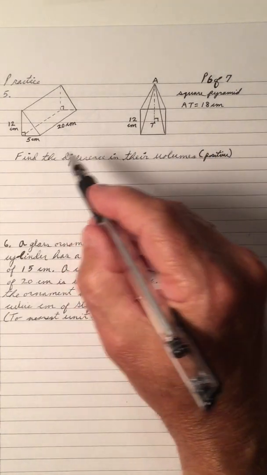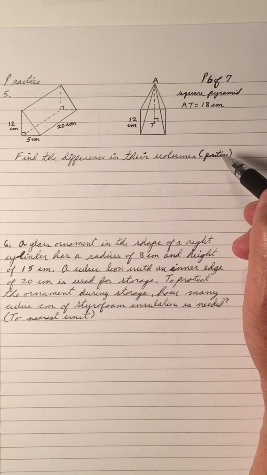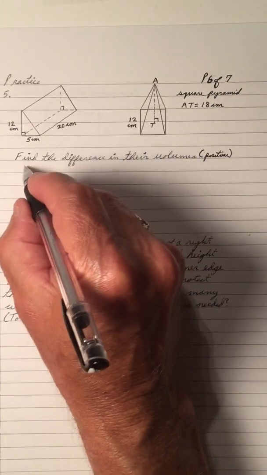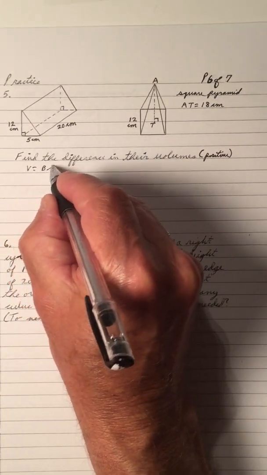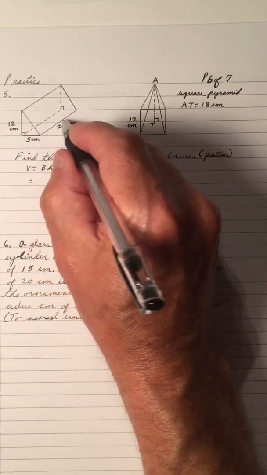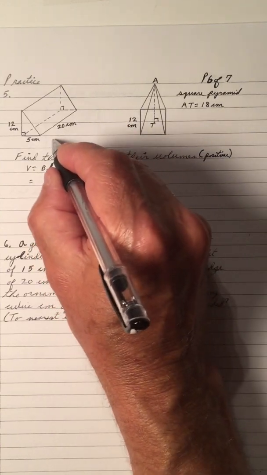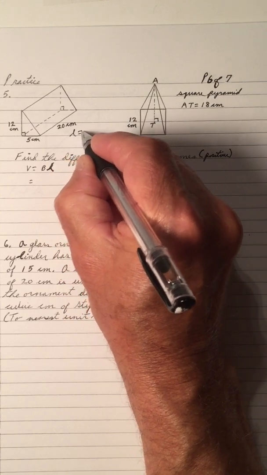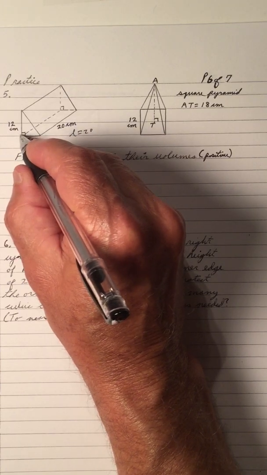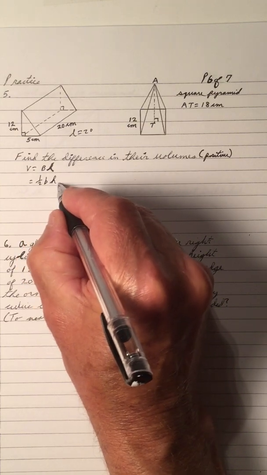Now we have find the difference in their volumes, and the difference can be positive or negative, but let's get the positive difference. That means the largest one take away the smallest one. So the volume is base area times height of this triangular prism. We can call it height or length. Let's call it length, not to get confused. So right here the length is 20, the height of the triangle is 12 and the base of the triangle is 5. So we get a half base times height times L.